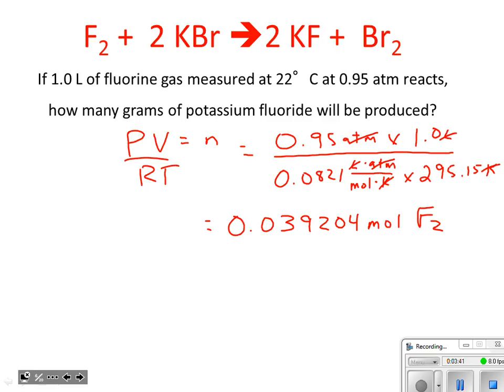Now I'm going to take that moles of fluorine gas and I'm going to just round it to there, but I'm going to leave that whole big number in my calculator. I'm going to take that mole of fluorine, and my final answer I want to be in grams of potassium fluoride. So I'm going to use my balanced equation once again and convert that into grams of potassium fluoride.